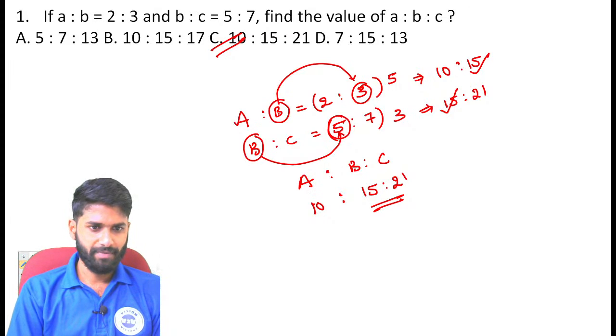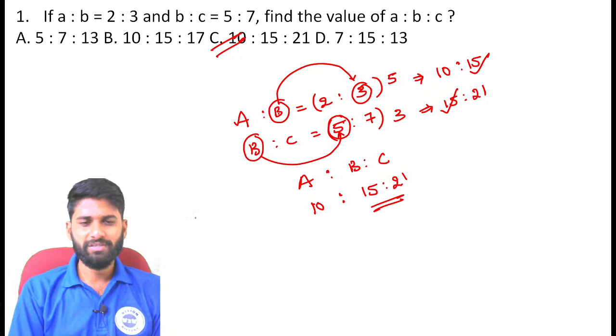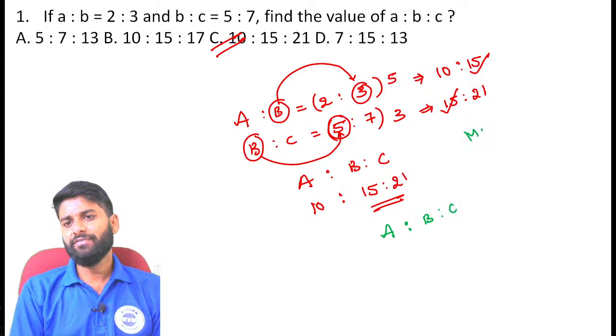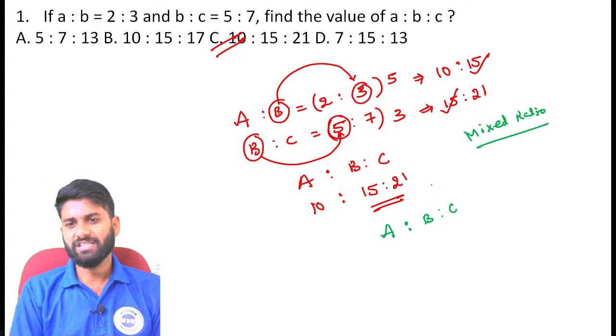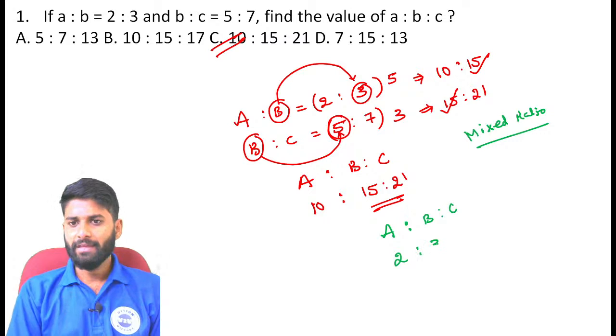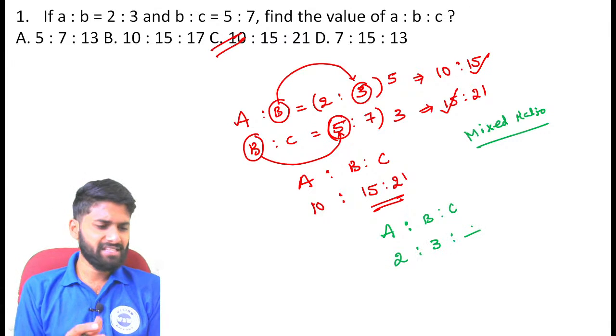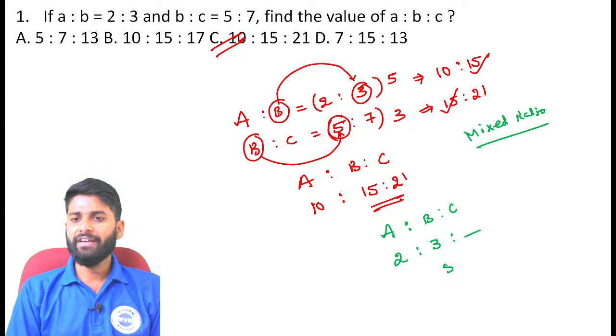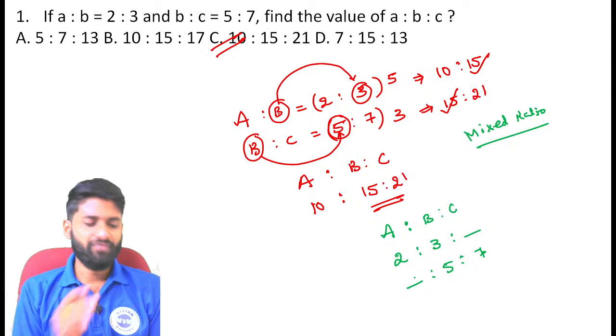This is one approach. Then I will tell you one more approach, guys. What is the other approach? For finding any ratio in mixed ratio questions, first of all, what is the A is to B value? They mention 2 is to 3, and here there is an empty space; there is no information regarding C. And the second ratio they gave is 5 is to 7. For the second ratio, there is no information for A.